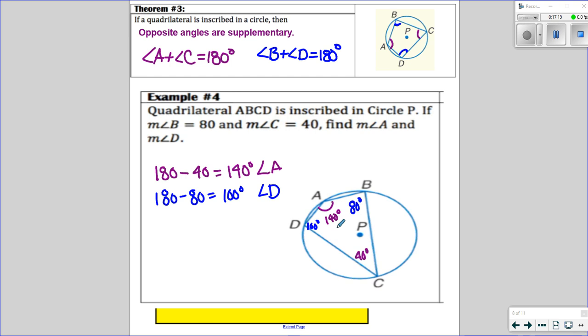And that's it. Nothing to it. Opposite angles in a polygon inscribed in a circle, a quadrilateral, a four-sided shape, inscribed in a circle, their opposite angles are supplementary, which means they add up to 180. Right. So we've reached our end.